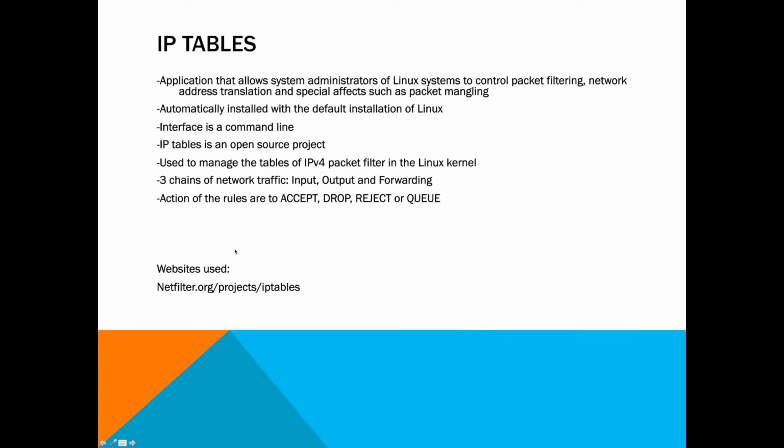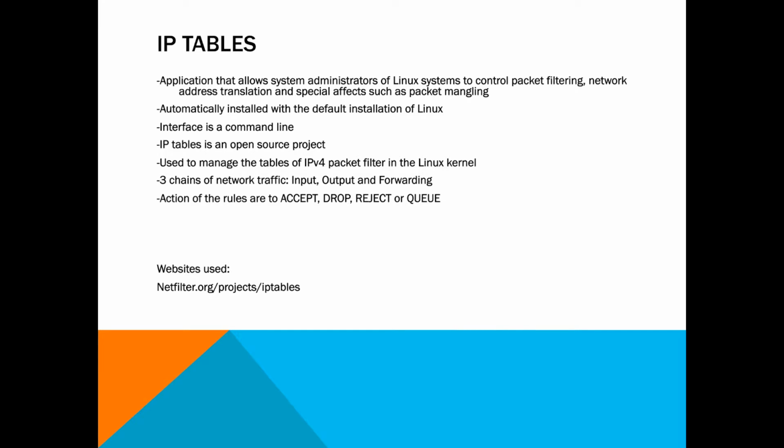Going into iptables, iptables is connected with Ubuntu, and basically they are applications that allow system administrators of Linux systems to control packet filtering, network address translation, and special effects such as packet mangling. It's automatically installed with the default installation of Linux, and the interface is a command line. iptables is an open source project used to manage the tables of IPv4 packet filters in the Linux kernel.